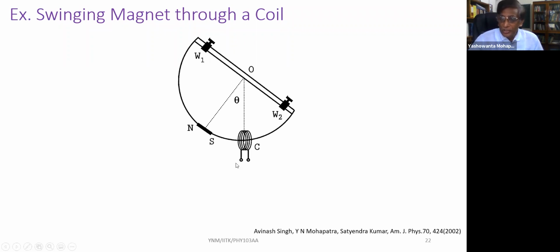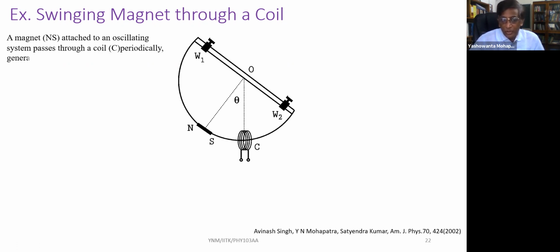Check that you can actually plot EMF at the ends of the coil as a function of time. If you have done that, let's compare your answer. I'm saying a magnet attached to an oscillating system passes through coil C periodically, so that the computer can keep on taking pulses. But I have asked you to plot only one pulse. Now compare my answer with yours, or what is actually seen in the experiment.